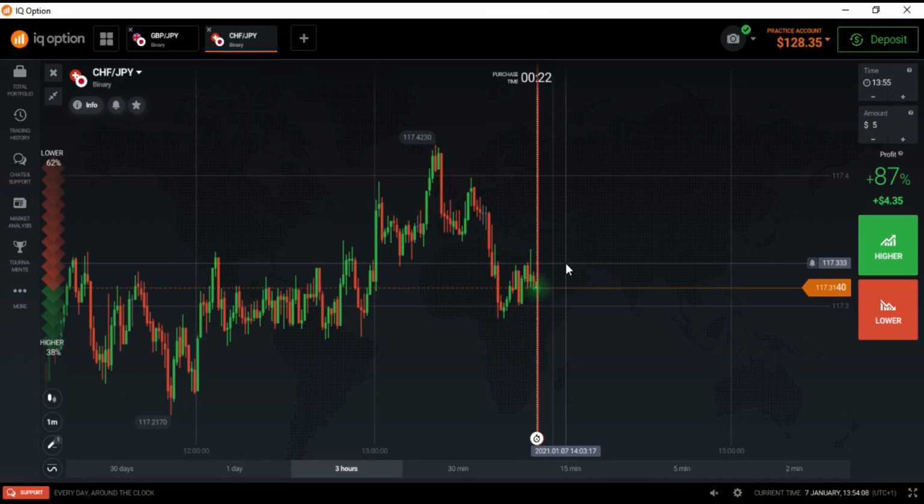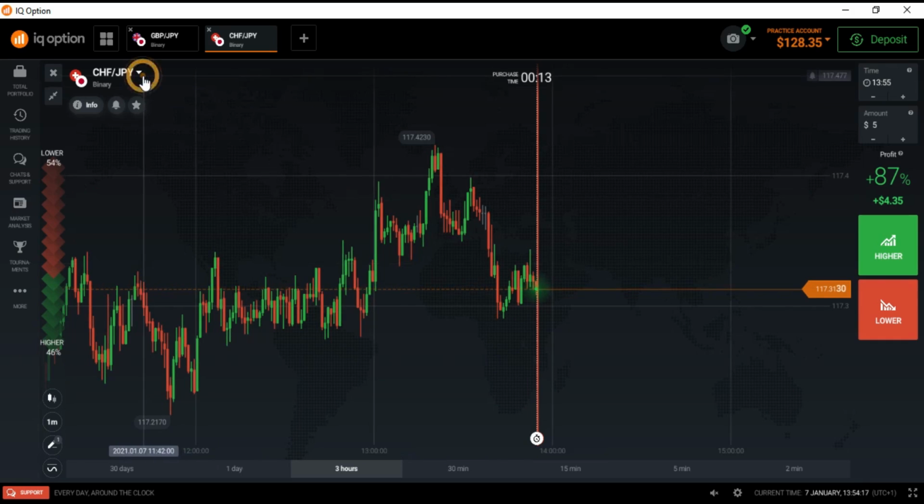So today we'll be doing the same thing as we did. Trading using our robot MindBot, so we can have automatic trading in the binary section.